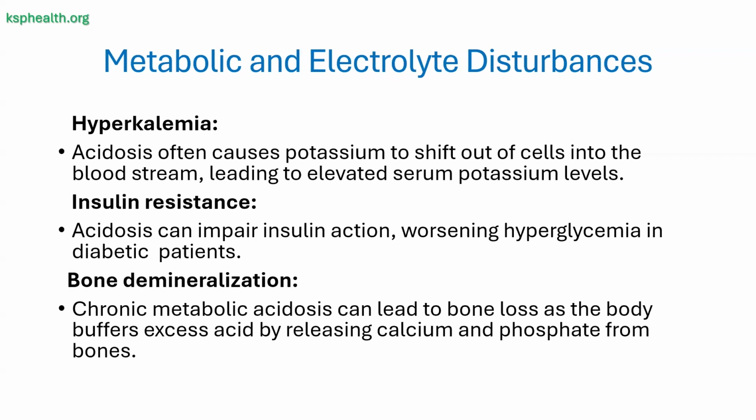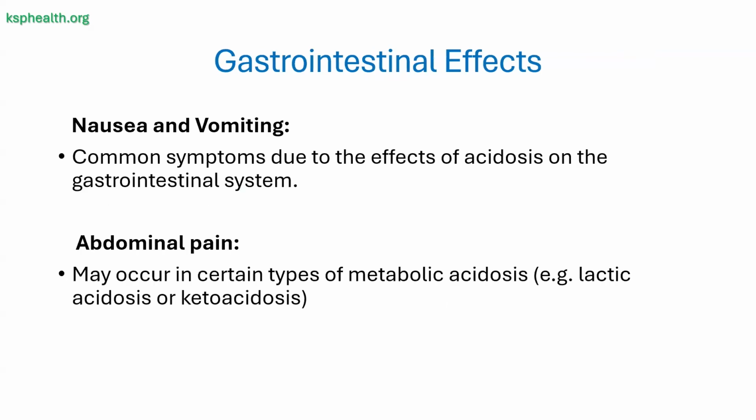Metabolic and electrolyte disturbances, as we mentioned earlier: it causes hyperkalemia, it causes insulin resistance, and bone demineralization because the phosphate buffer moves from the bone, causing osteomalacia and osteoporosis. GI side effects are very often seen in patients with acute as well as chronic acidosis. These are common symptoms of acidosis in the gastrointestinal system. Patients may present with abdominal pain, as you see in lactic acidosis and ketoacidosis.